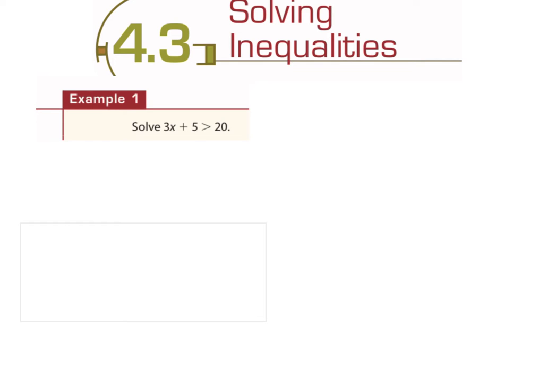So we are going to just combine your addition and multiplication. It is identical to solving equations. You just have to worry about multiplying or dividing by a negative. All right, so the first one, what's my first step here then? If this were an equation, I would subtract 5 from both sides. So I get 3x is greater than 15.